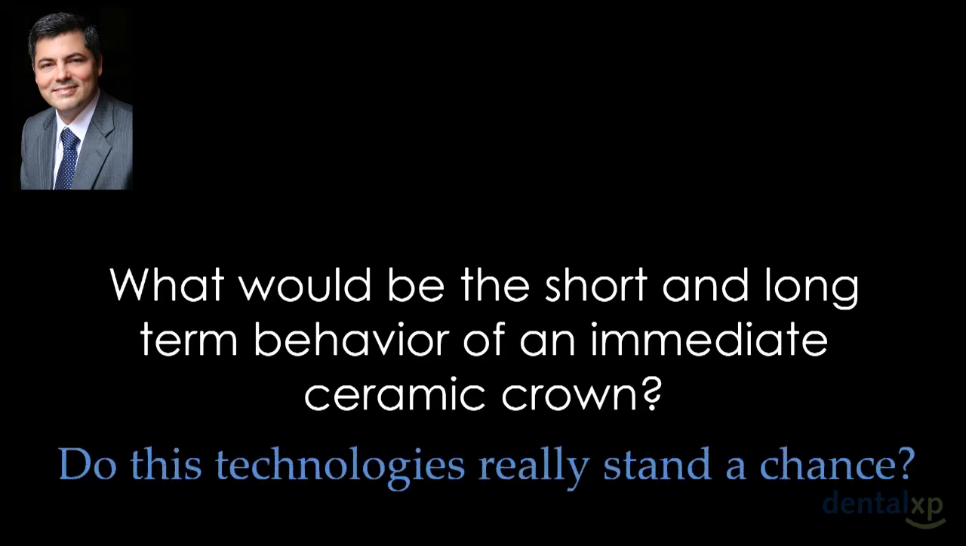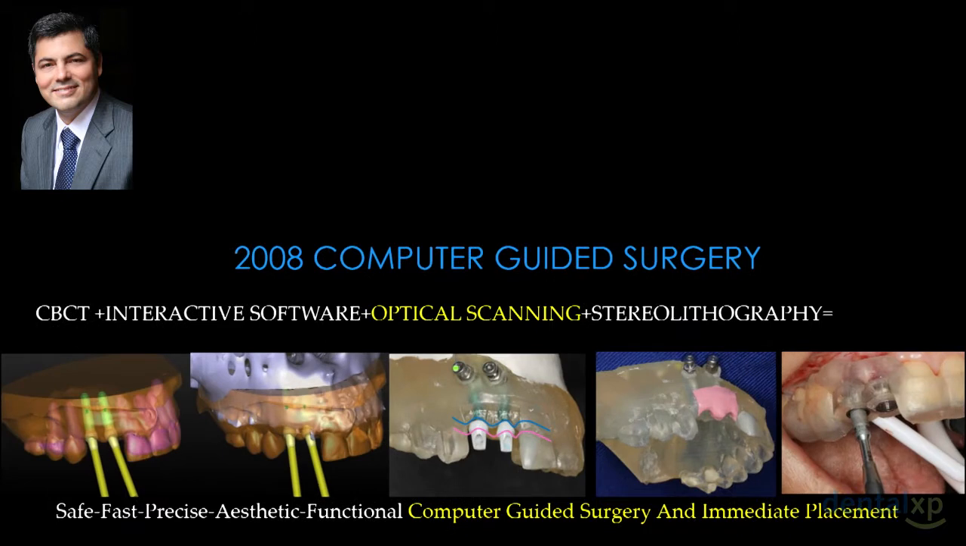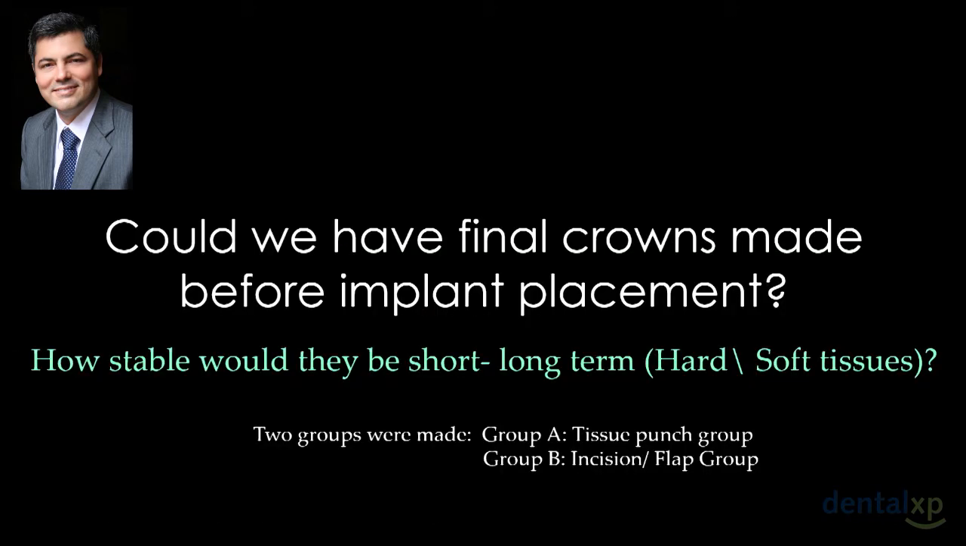So we decided to create a pilot study and to create a model, trying or exploring the different technologies that we had available at the time. And we started that study back in 2008. We had the optical scanning available, the stereolithographic models, the interactive technologies. So the big question was, could we have final crowns made before implant placement? How stable would that be short and long term? And we made two groups, the tissue punch group, and the incision flap group.